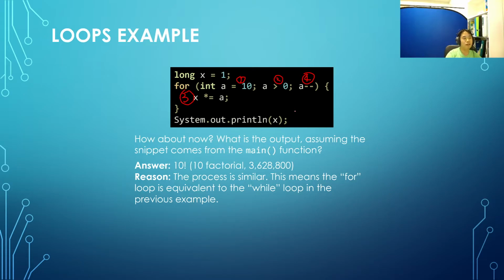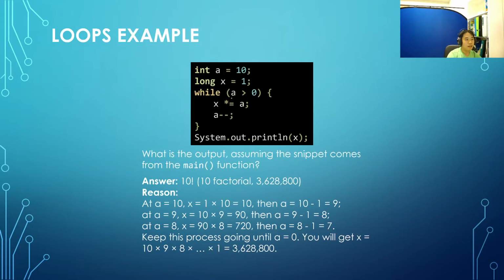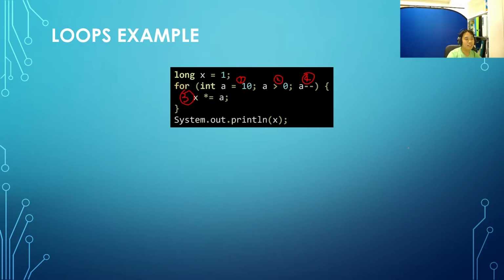This looks very, very familiar because if you go back to the last slide, we have a starting at 10, and then we want to check if a is larger than 0, and then we multiply x by a, and then we decrease a by 1. This is basically the exact same thing, but using a for loop this time around.